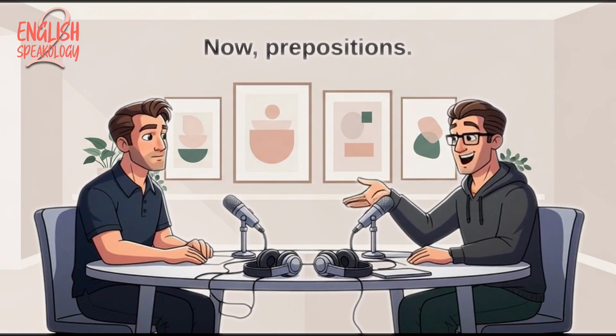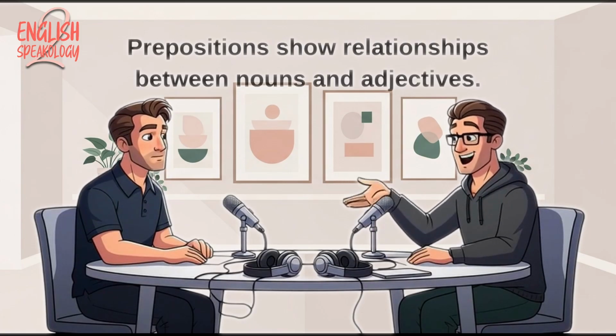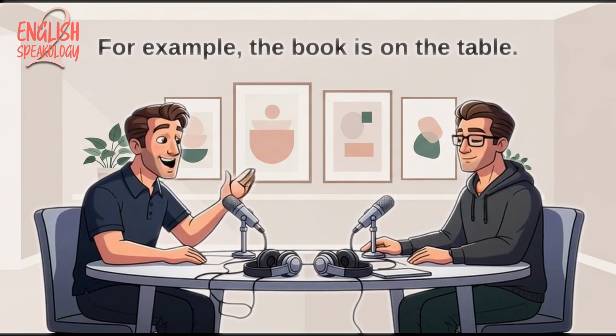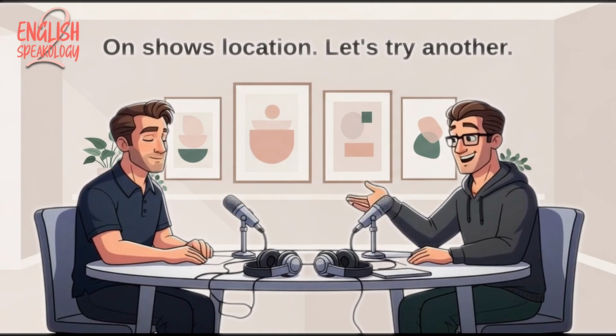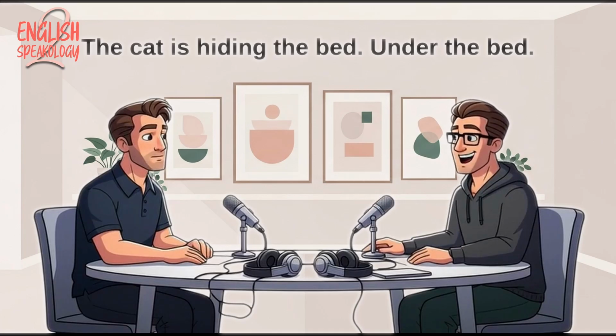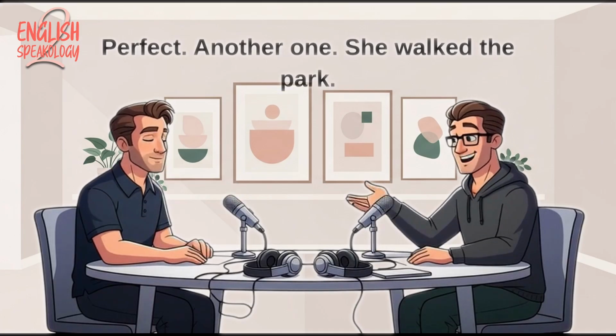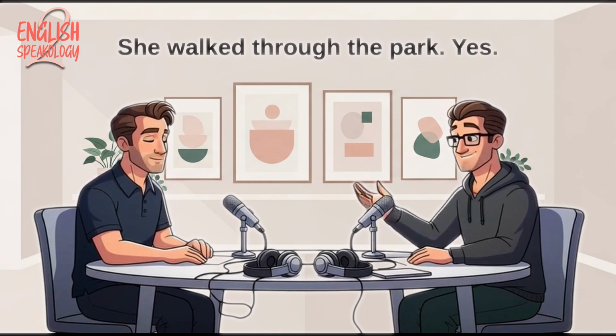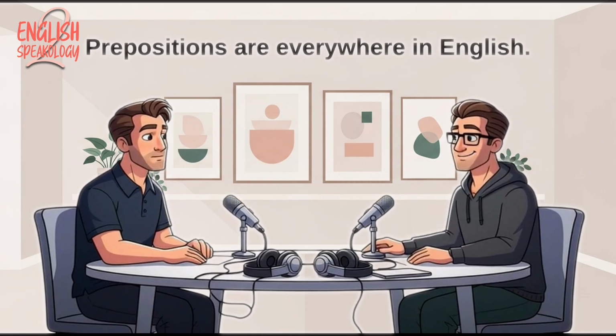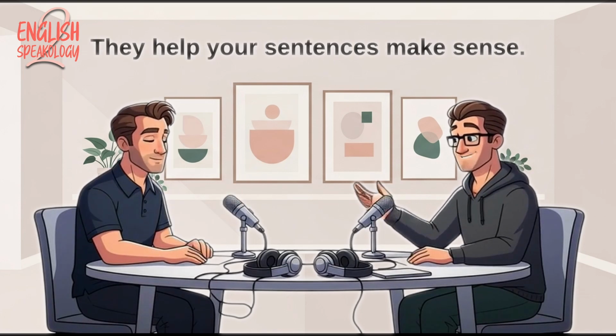Now, prepositions. Prepositions show relationships between nouns and other words. For example, the book is on the table. On shows location. Let's try another. The cat is hiding under the bed. Under the bed. Perfect. Another one. She walked through the park. Yes. Prepositions are everywhere in English. They help your sentences make sense.